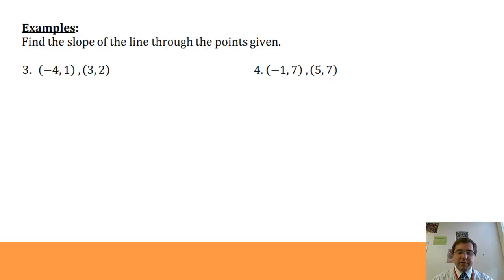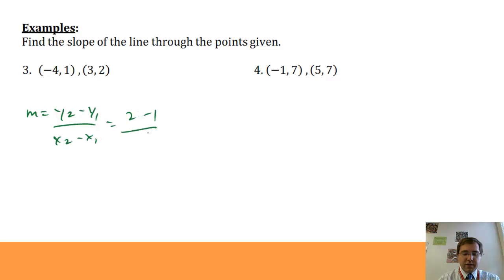A couple more examples. Find the slope of the line through the points given. So we don't have a graph, but we can still find the slope. M is going to be the difference in the y-coordinates, y2 minus y1, over the difference in the x-coordinates, x2 minus x1. So 2 minus 1 over 3 minus negative 4. 2 minus 1 is 1. 3 minus negative 4 is 3 plus 4, which is 7. So I get positive 1/7.